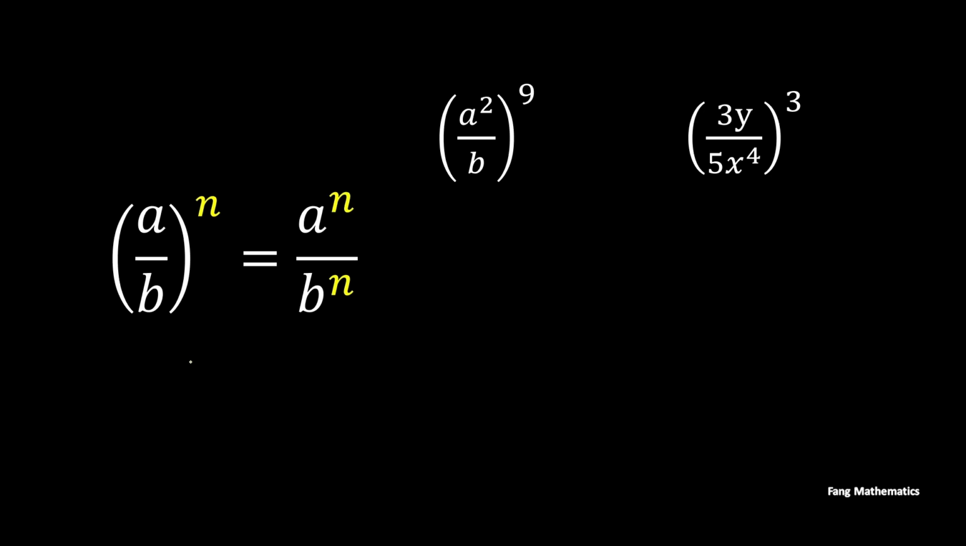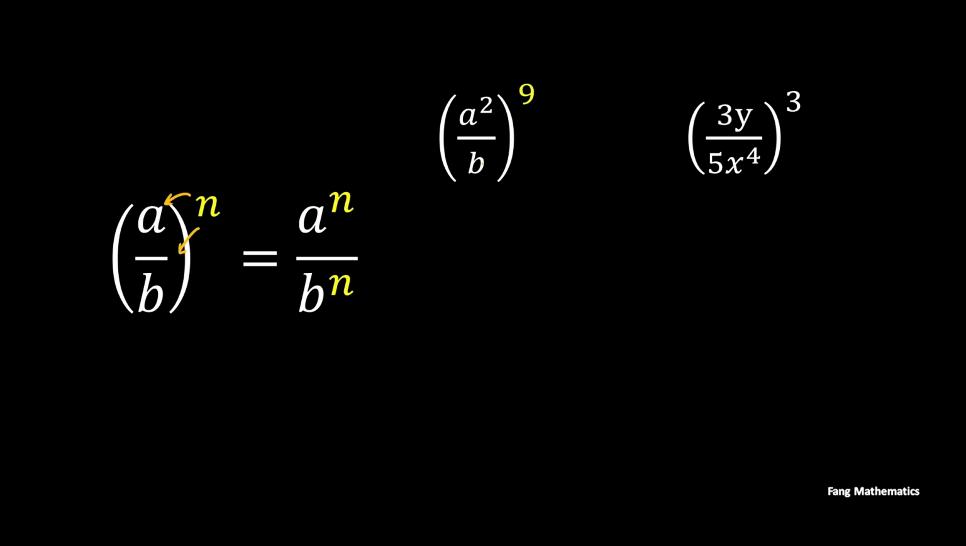So the rule is straightforward. If you have a fraction inside the parentheses to a power, you are to distribute the power to the numerator and the denominator. And if you refer to the right of the formula, I believe that should give you the answer. Now let's look at the first example we have.